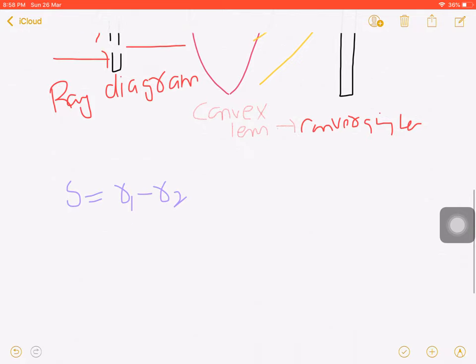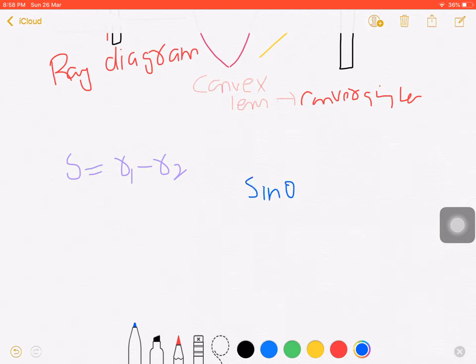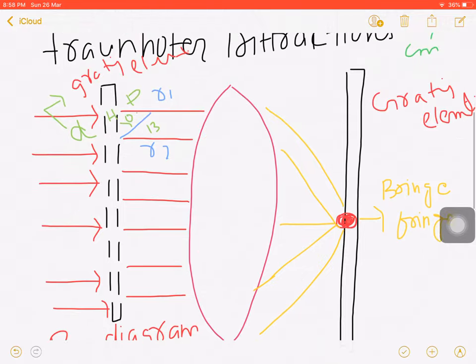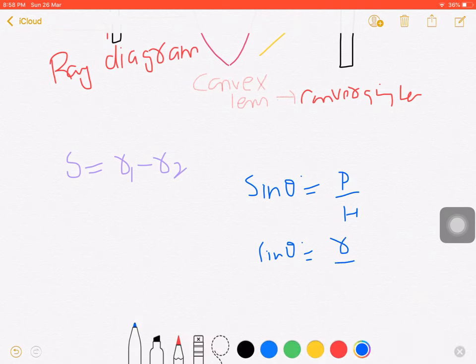Now if we find out sine theta, some people write it as perpendicular upon hypotenuse. So sine theta is equal to P, which here is R, upon the hypotenuse, which is the distance. So sine theta is equal to S, which is basically the path difference. This is equation number 1, this is equation number 2.